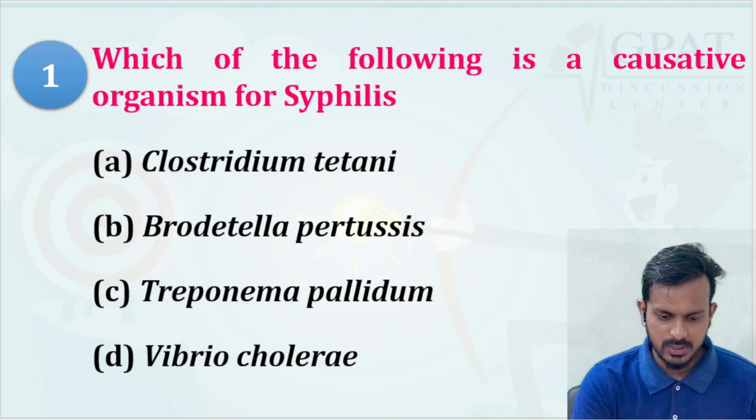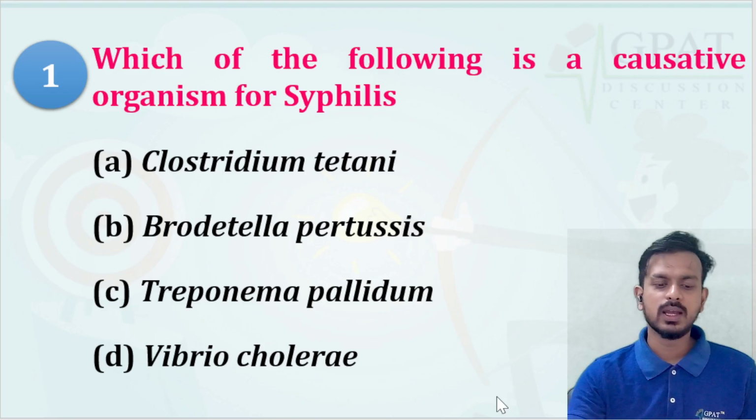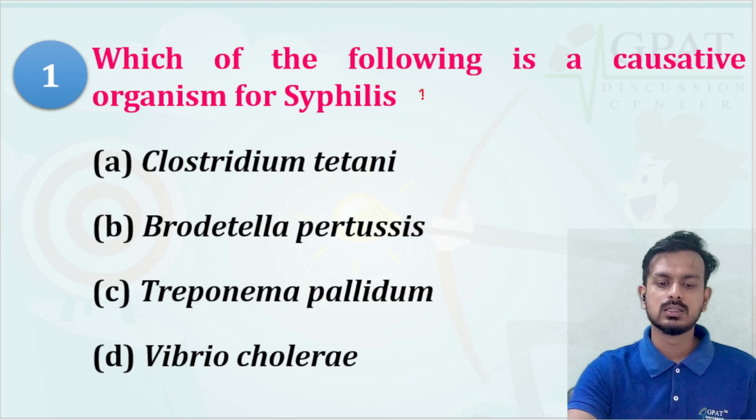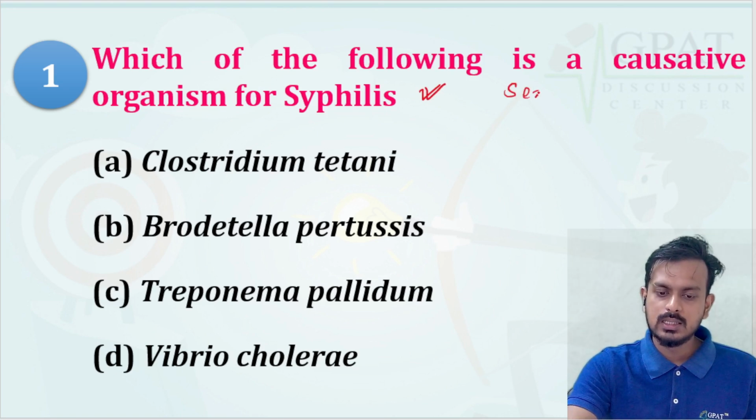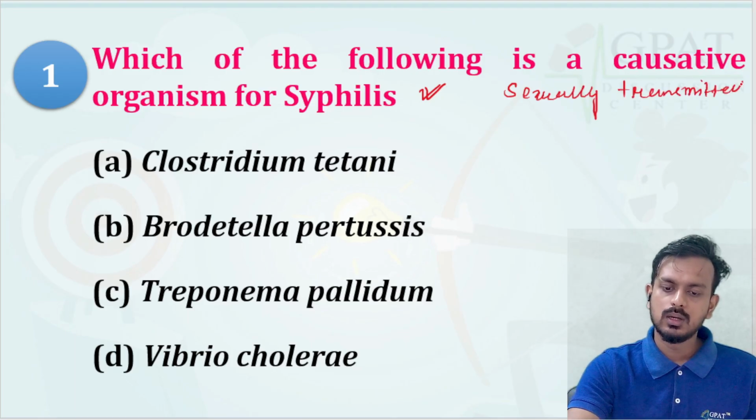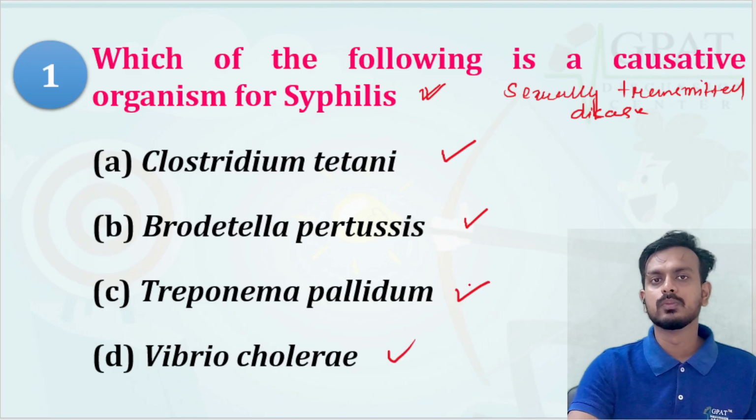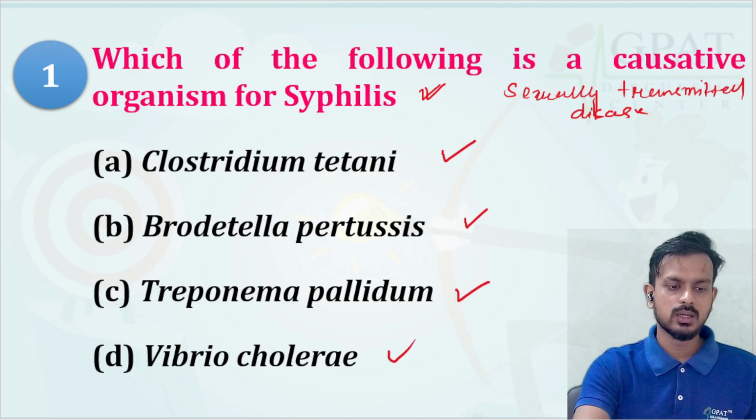Let's start. The first question is, which of the following organisms is a causative organism for syphilis? First, what is syphilis? Syphilis is basically a sexually transmitted disease. It is caused by Clostridium tetani, Bordetella pertussis, Treponema pallidum, or Vibrio cholerae. I will give you 5 seconds to answer this question.